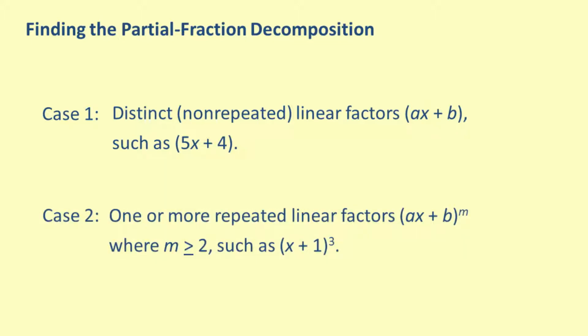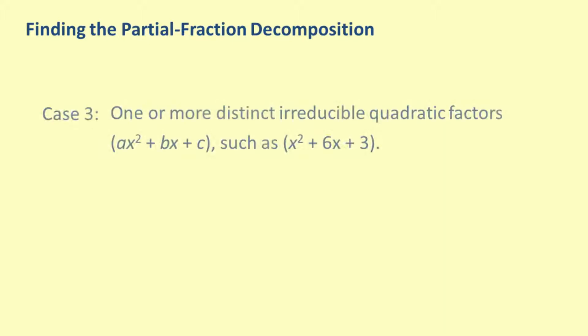In case 2, the denominator would comprise one or more repeated linear factors of the form ax plus b to the m power, where m is greater than or equal to 2, such as the quantity x plus 1 cubed. In case 3, the denominator would comprise one or more distinct irreducible quadratic factors of the form ax squared plus bx plus c, such as the quantity x squared plus 6x plus 3.